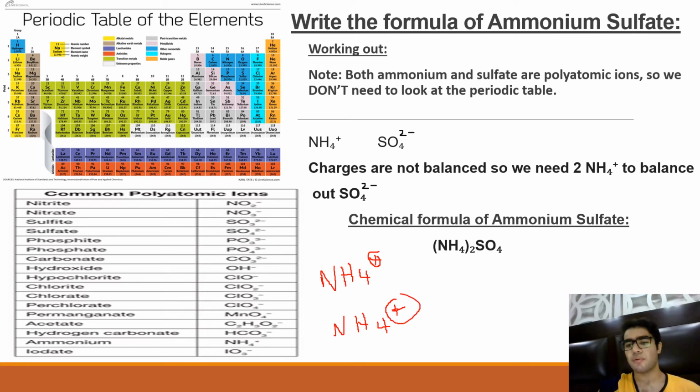So if we add both these together, then that becomes plus 2. And SO4 already has a charge of minus 2. So these are balanced out, so we need two NH4. So you write NH4, you put a bracket, you write 2 after it because it's a polyatomic ion, and then you just write SO4. Okay.